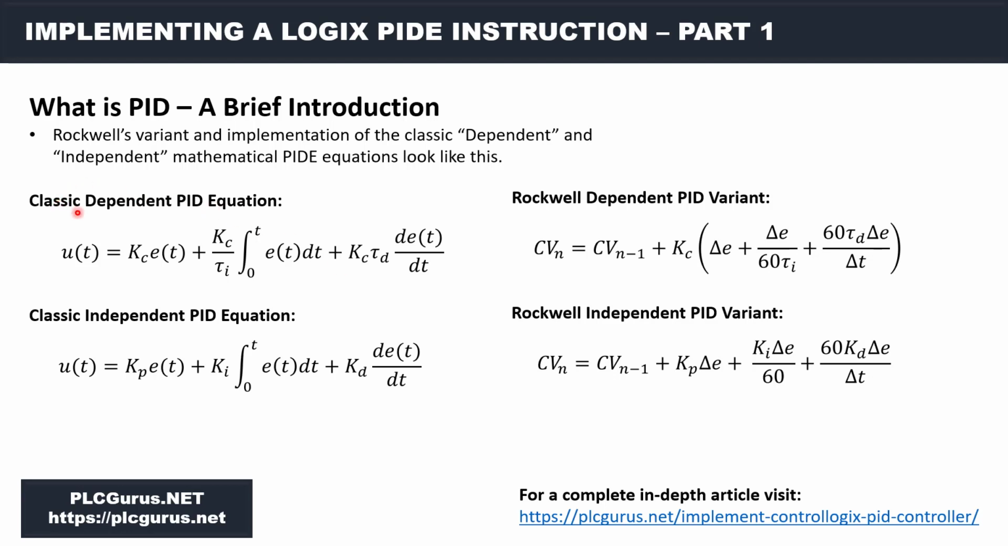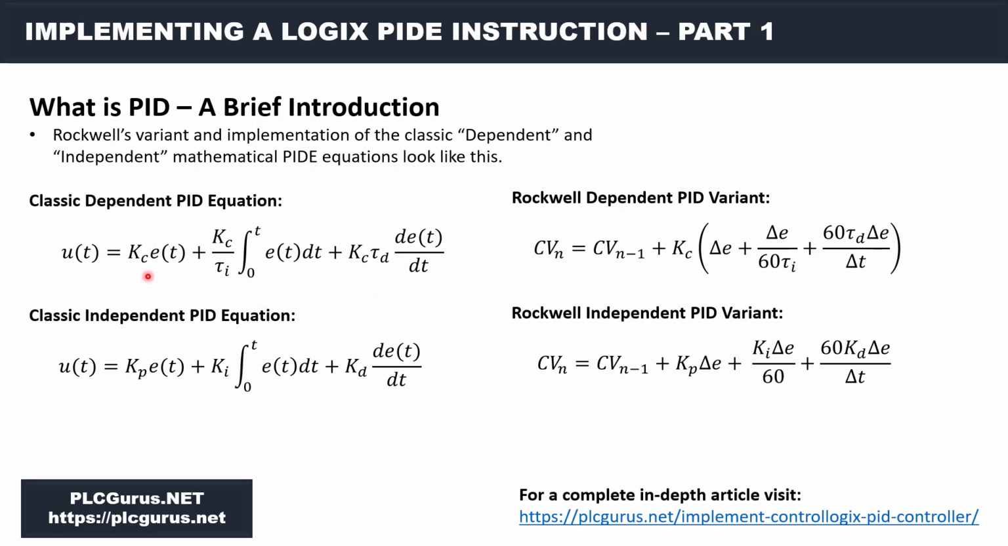So there's something called the classic dependent PID equation, which takes on this form. And I'm not going to get too heavy into the control theory side of things here, guys. I want to get you proficient on how to implement a PID. Control theory is a whole set of courses that you could take at an advanced level. That's not what we're doing here today. But anyway, there's a dependent form, and this is what it looks like, okay?